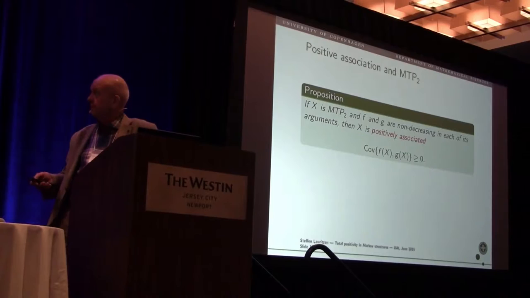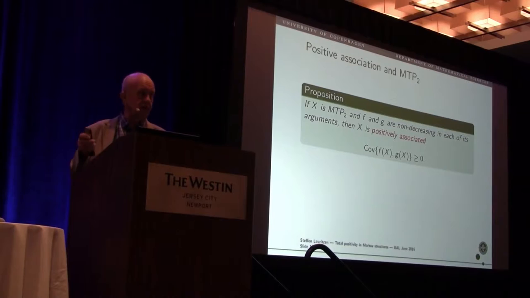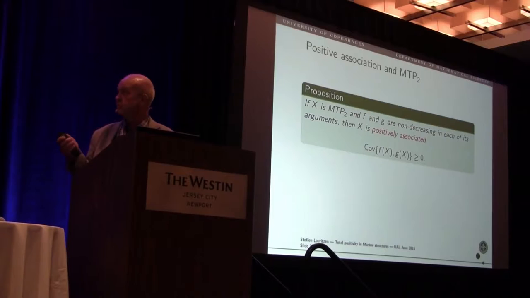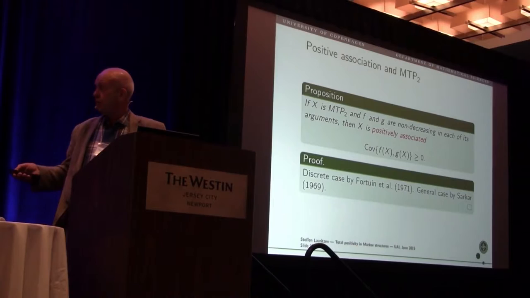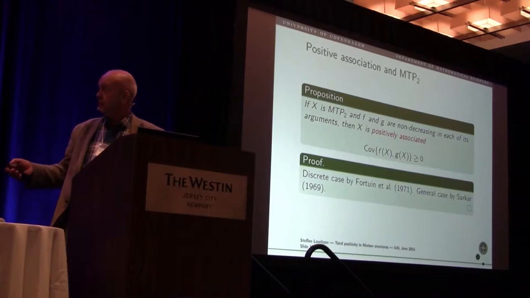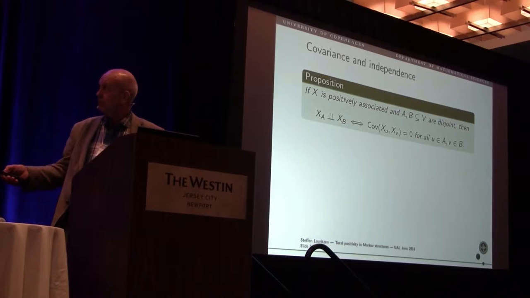Finally, there's this one. You know that Gaussian variables have the property that you have independence if and only if the covariance is equal to zero. Now, this is true for MTP2 distributions as well. The covariance is always non-negative. This is the thing that was proved by Fortuin, Kasteleyn and Ginibre, that supermodularity of the density function implies positive association. But you have the other direction too: you have independence of variables if and only if the covariance is zero.